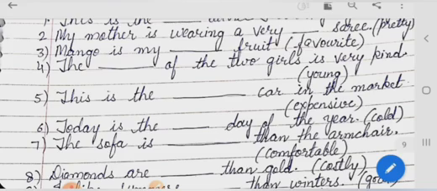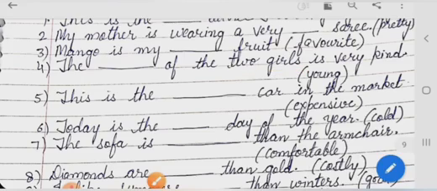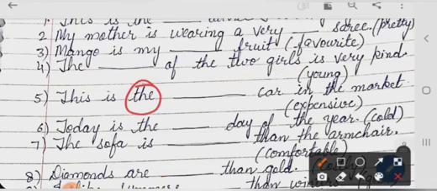Young आपको दिया हुआ है ब्रैकेट में. The younger of the two girls, because यहाँ पे two girls की बात की गई है, it means comparison is between two. That's why you are using here comparative degree. Younger. This is the dash car in the market. Here again you can see the word the here, so you will use superlative degree. Most expensive.